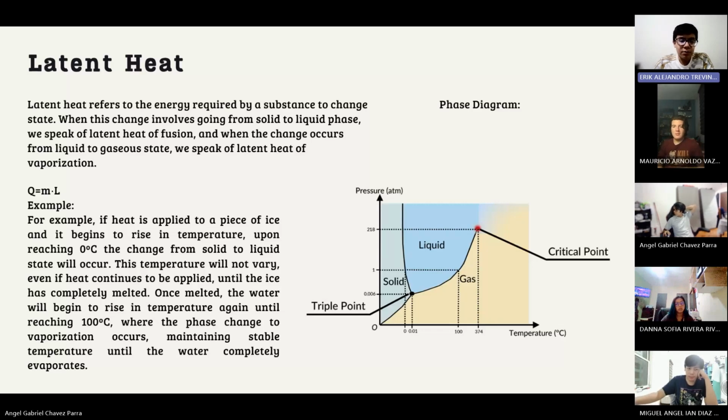An example of that is if heat is applied to a piece of ice and it begins to rise in temperature. Upon reaching 0 degrees Celsius, the change from solid to liquid state will occur. This temperature will not vary, even if heat continues to be applied, until the ice has completely melted. Once melted, the water will begin to rise in temperature again until reaching 100 degrees Celsius, where the phase change to vaporization occurs, maintaining a stable temperature until the water completely evaporates.